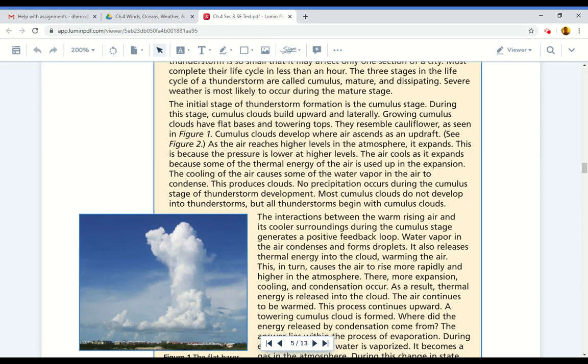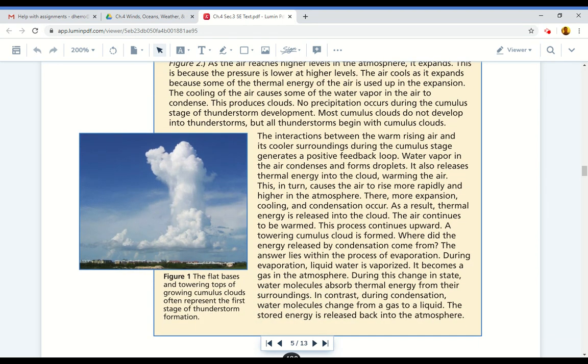As the air reaches higher levels in the atmosphere, it expands. This is because the pressure is lower at higher levels. The air cools as it expands because some of the thermal energy of the air is used up in the expansion. The cooling of the air causes some of the water vapor in the air to condense. This produces clouds. No precipitation occurs during the cumulus stage of thunderstorm development. Most cumulus clouds do not develop into thunderstorms, but all thunderstorms begin with cumulus clouds.